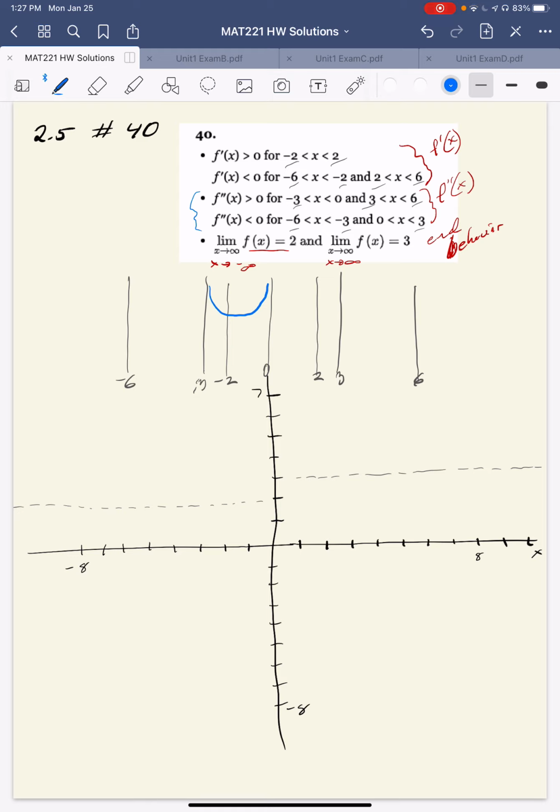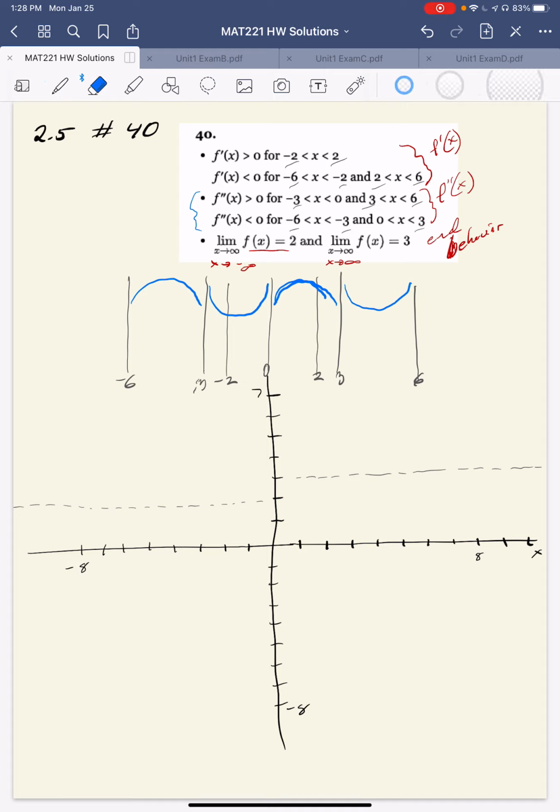And from 3 to 6, my second derivative is positive there also. So again, I have this concave up shape from 3 to 6. Then the next line tells me that the second derivative is less than 0, meaning it's negative, from -6 to 3. So that would give me the concave down shape there. And again, the second derivative is negative from 0 to 3. So again, I have the concave down shape here, from 0 to 3.